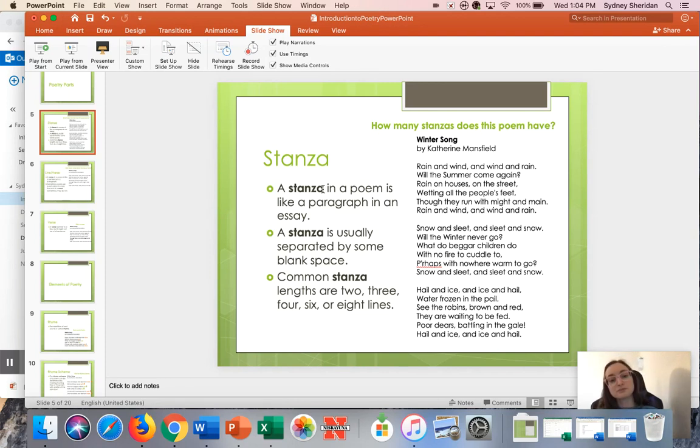So if we look at this poem here, I can see that some of the lines of the poem are grouped together because I can see that they're separated with some space in between, right? I can see that these lines are grouped together, these lines are grouped together, and these lines are grouped together. When you have a bunch of lines that are in a group together, that is what a stanza is. Kind of like a paragraph, how you have a bunch of sentences in a group together for a paragraph, right? So that's how you figure out what a stanza is.